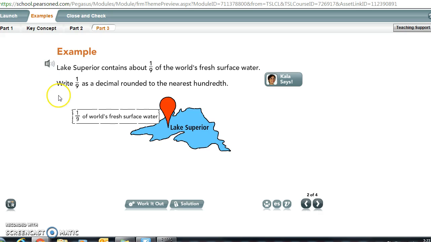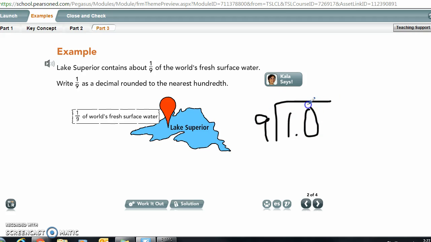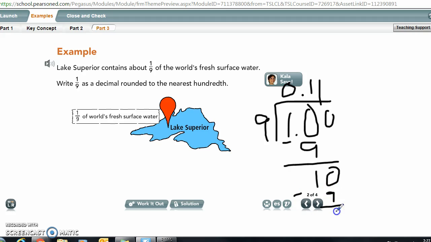Lake Superior contains about 1/9 of the world's fresh surface water. Write 1/9 as a decimal, round it to the nearest hundredth. Okay, so I'm going to divide 9 divided by 1.0. Again, I know that 9 won't go into 1, so I'm going to put a 0 and bring my decimal up. 9 goes into 10 once, minus 9 equals 1. Add a 0, bring it down. 9 goes into 10 once, minus 9 equals 1. So you're seeing a pattern continue.